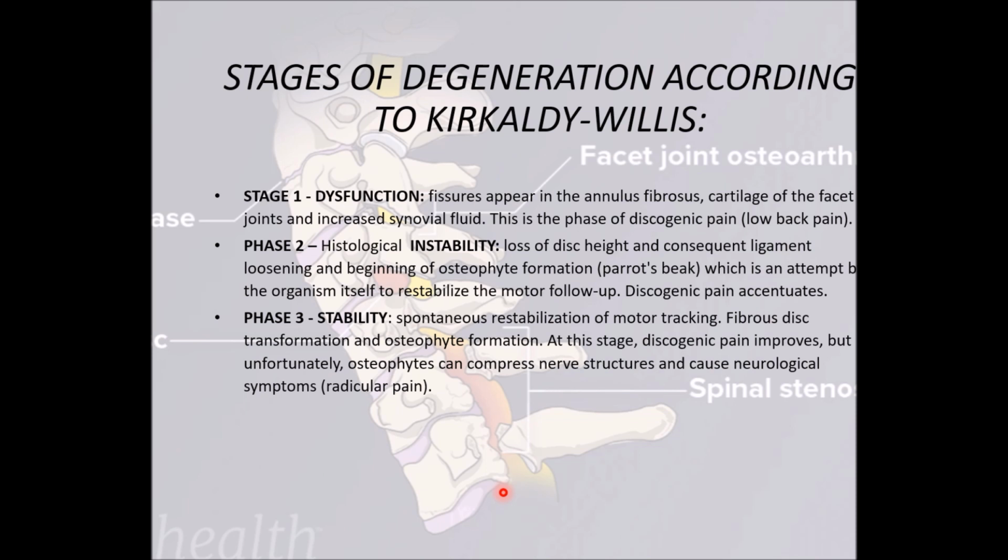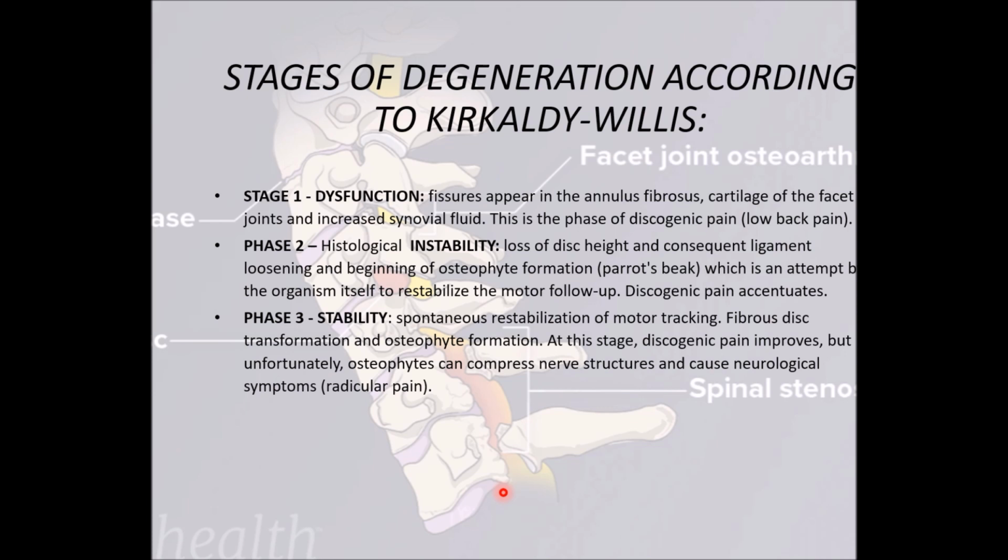This is the phase of discogenic pain, low back pain. Phase 2, histological instability: loss of disc height, and consequently ligament loosening and beginning of osteophyte formation, the Parrot's beak, which is an attempt by the organism itself to restabilize the motor unit. Discogenic pain accentuates. In phase 3, stability: spontaneous restabilization of the motor unit, fibrous disc transformation, and osteophyte formation.